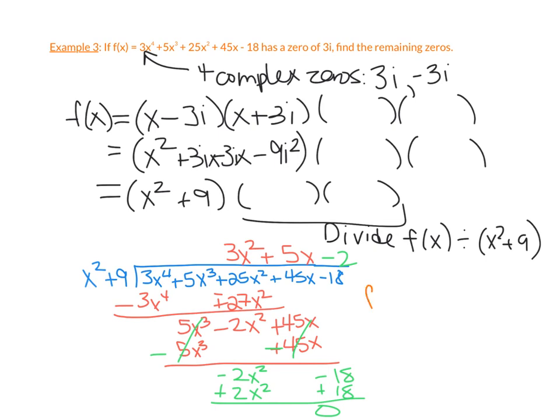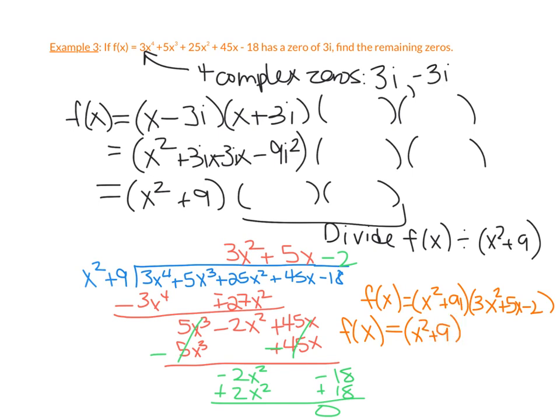So I now have f of x is equal to x squared plus 9 times 3x squared plus 5x minus 2. So this right here, I know that x squared plus 9 cannot be factored. However, I'm actually not going to give you any problems where you get something else that can't be factored. The other thing will be able to be factored. You will be able to solve this out. If you are not sure how to factor it, you can use the quadratic formula.